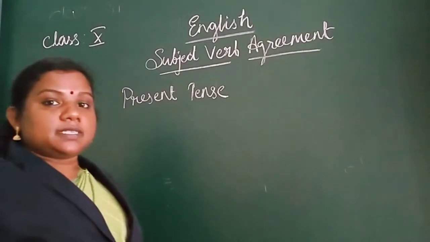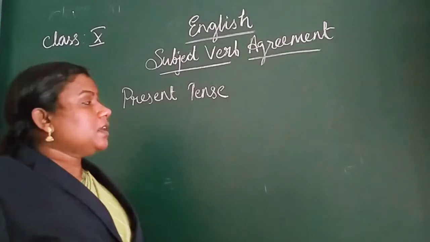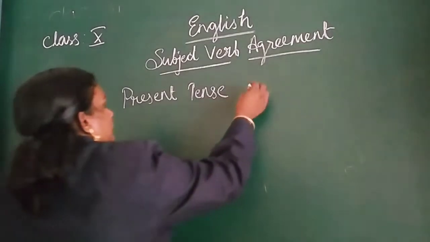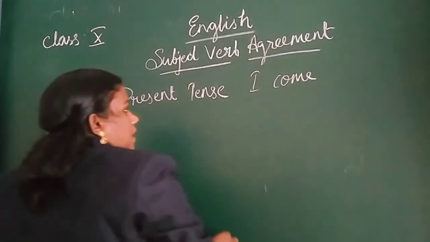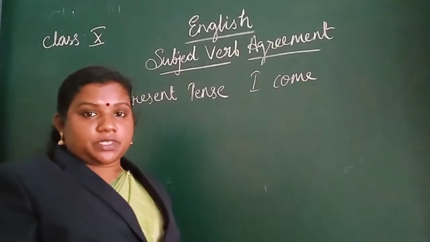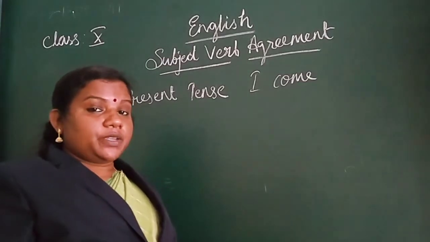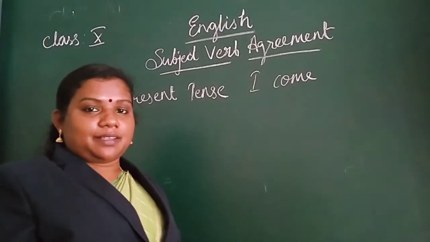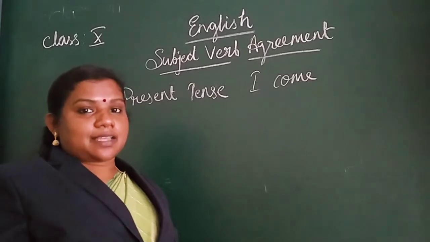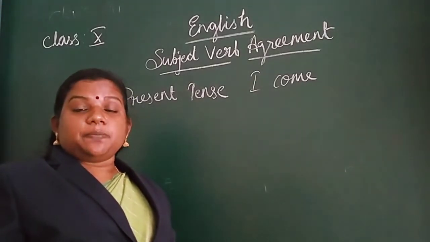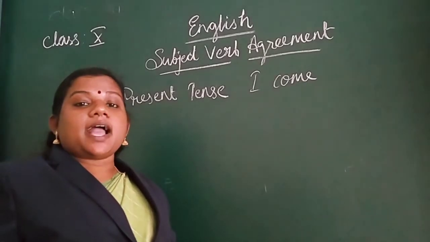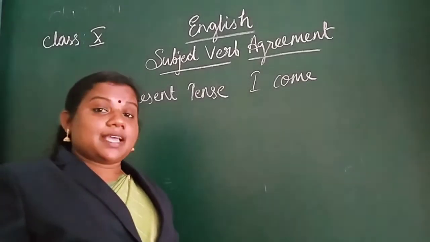If it is simple present form, we will use I come, she comes. Present continuous form, I am coming, she is coming, they are coming. Present perfect form, I have done, she has done.